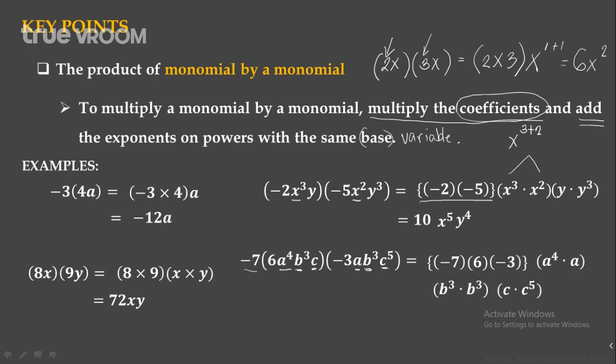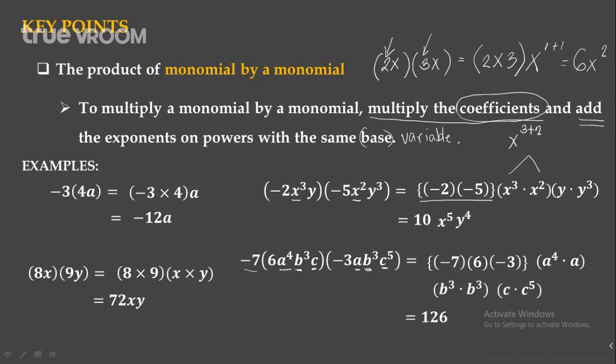So now let's proceed to multiplying the coefficients. What is negative 7 times positive 6 times negative 3? Who can give me the answer? Anybody? 126. Let's see if you are correct. Correct. Very good.